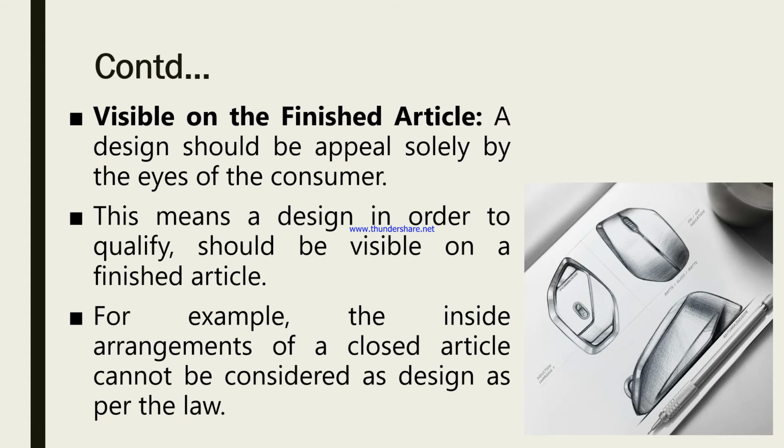Then, the next condition is that the design must be visible on the finished article. A design should be appealed to solely by the eyes of the consumer. This means a design, in order to qualify, should be visible on a finished article. Now you can see examples of so many designs of the mouse. You can see the shape of the mouse. It is visible. The design is visible on the product itself. It has been applied on the product itself. That means this is a design.